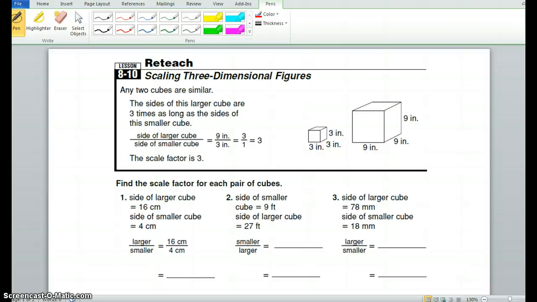Hi, this is Mr. Snyder with Truman Middle School, and today's lesson is on scaling three-dimensional figures and to see the effects that these scale factors will have on the area and the volume, respectively.